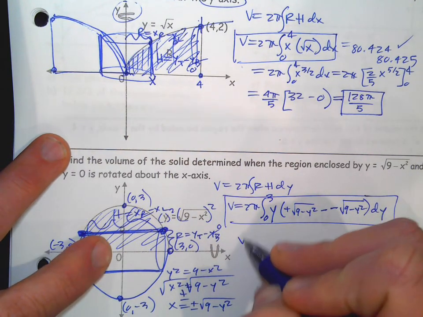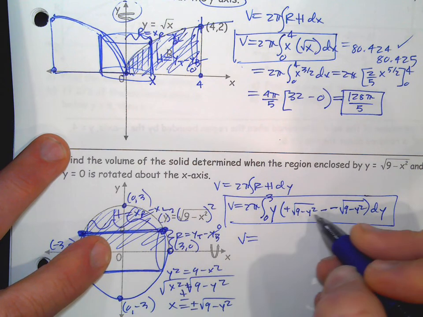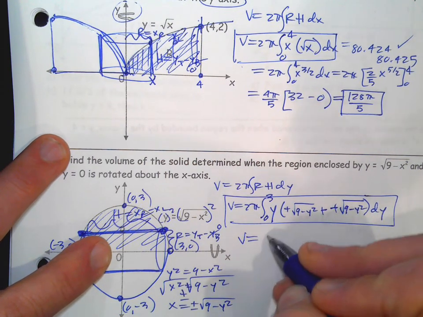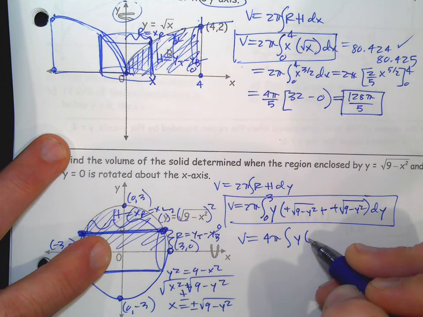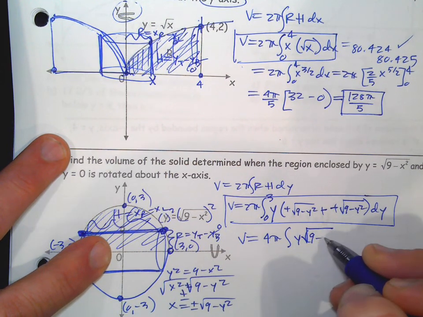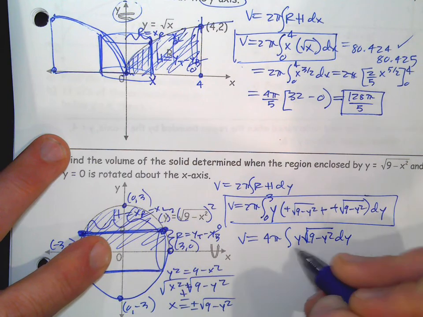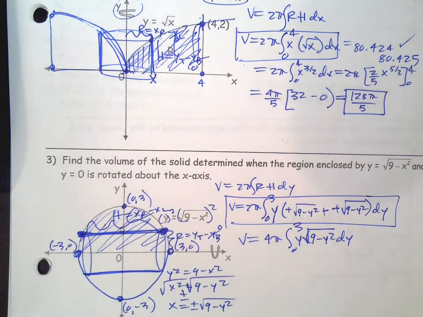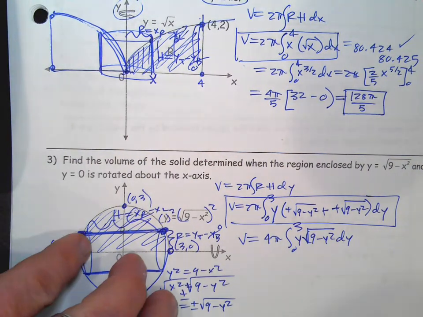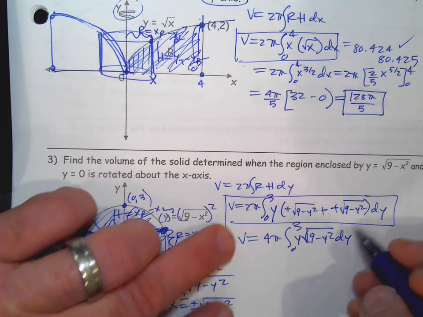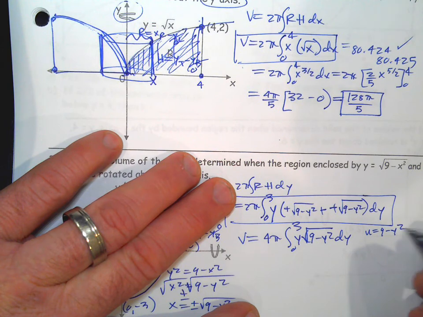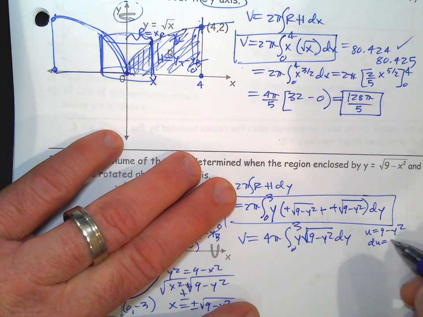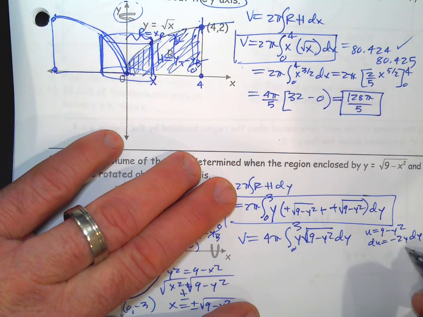Now, we clean this up. You're going to have 2 of these in here. You can bring that 2 out for 4 pi y square root of 9 minus y squared dy, 0 to 3. That'd be a little easier to type in your calculator. As far as integrating this, I think we'd have to use u substitution. U equals 9 minus y squared. Du equals negative 2y dy. I don't want the negative 2.